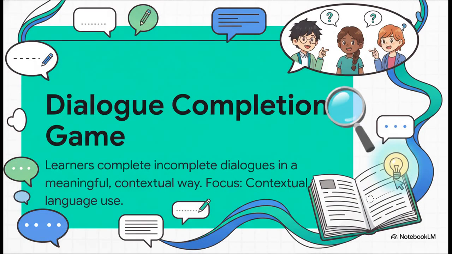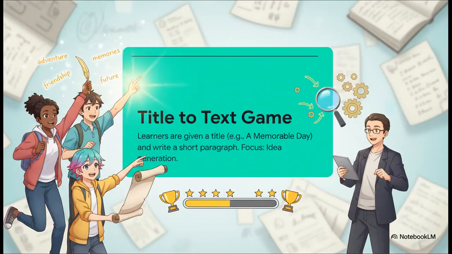Okay, time for some really practical application. With the dialogue completion game, you give your students little scripts, but with lines missing. They have to fill in the blanks in a way that actually makes sense within the conversation. This is an excellent tool for teaching functional grammar and showing how language is really used in context, day to day.